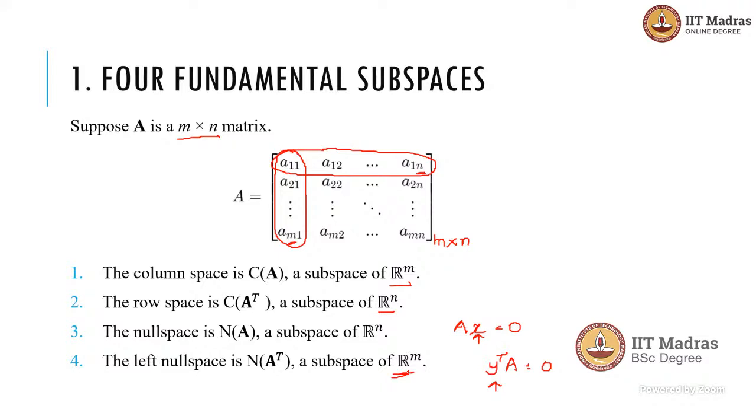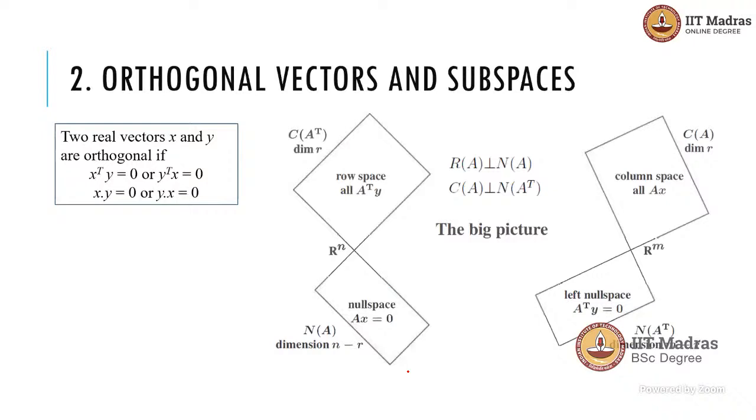So these are some simple fundamentals of the four subspaces. The next topic is based on the orthogonality of vectors and subspaces. In general, you know that for any vectors x and y, if you want to say these two vectors are orthogonal, what do you do? You just take their dot product and make it equal to 0.